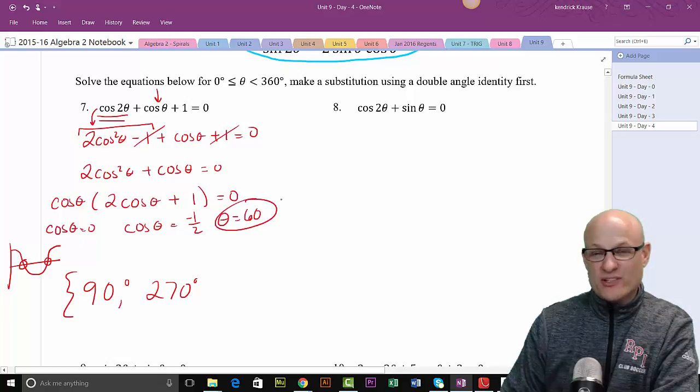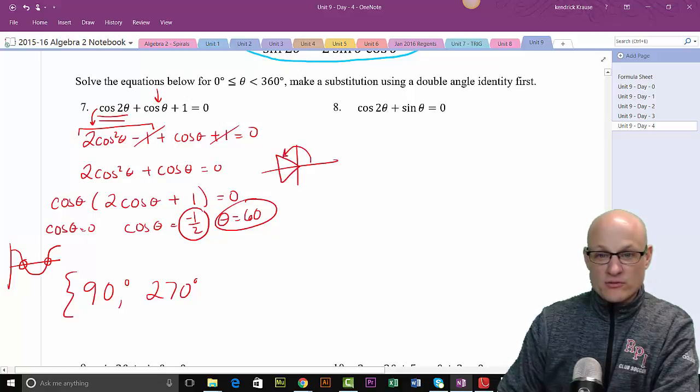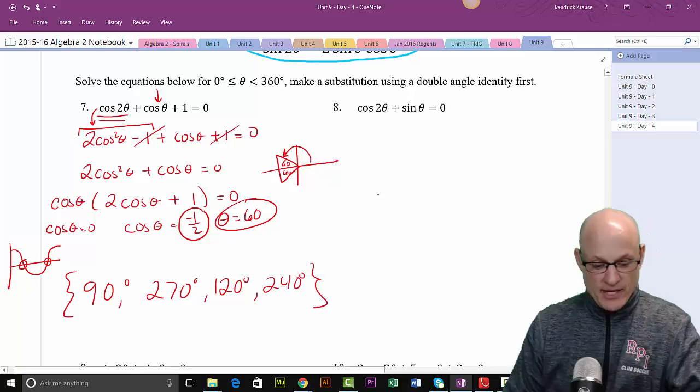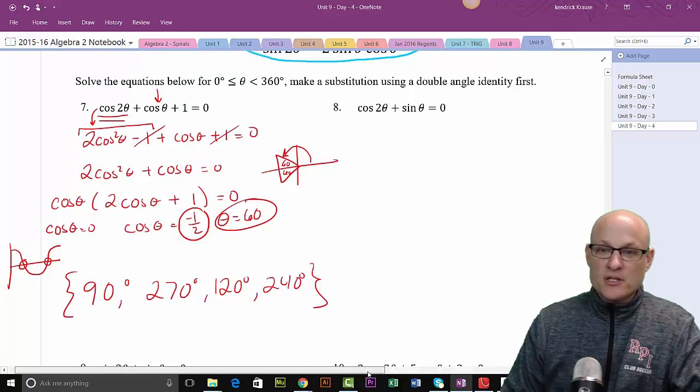When theta equals 60, cosine is 1/2, but this is negative, and cosine is negative on the left side of the bow tie. So that's 60 here and 60 here. So my other 2 answers are 120 degrees and 240 degrees. 180 minus, 180 plus. All right, kids.